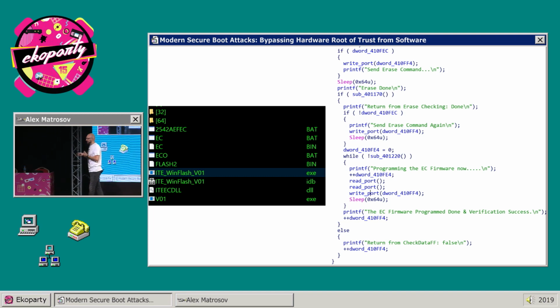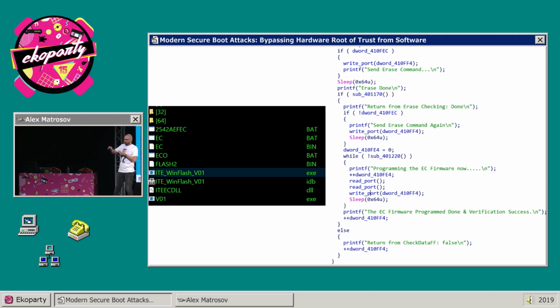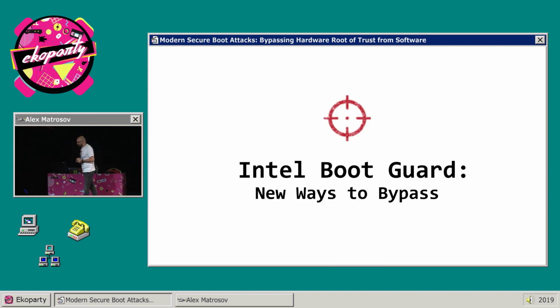So basically what happens is you change your security boundary, because architects were thinking the attacker will come from the operating system level, but instead the attacker attacks the embedded controller and attacks from the other side of the boundary. That's an interesting, different point of view. Okay, Intel Boot Guard. Let's discuss some ways we can bypass it.